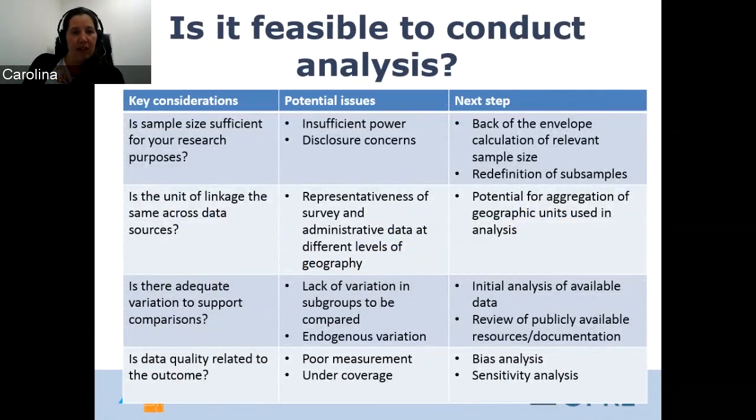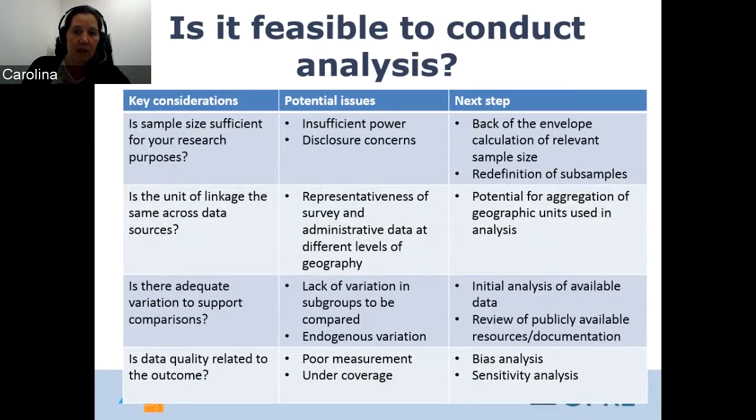So I want to spend most of the time here. The question here is whether it's feasible to conduct the analysis from an analytic point of view. Some of the key considerations are listed in the first column, and you already alluded to this when you were discussing scenario 1 and 2 in the first exercise. The first one is: is your sample size sufficient for your research purposes? Some of the potential issues you may run into are that you do not have enough power to do the analysis as intended, or you may not have enough power to do the breakdown of your analysis in 5 or 10 or 20 different subgroups. You may only be able to do a few. The other issue is disclosure, as I was just mentioning. Disclosure is usually related to some extent to sample size, so that's also a consideration.